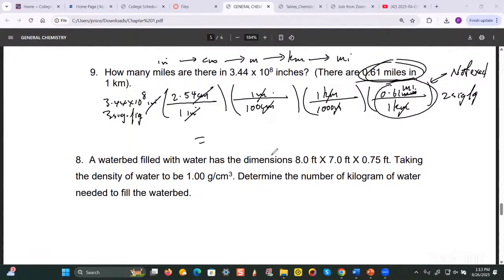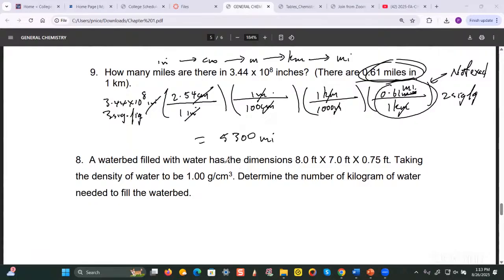3.44 times 10 to the 8 times 0.61. Okay, so I'm just going to round off to two sig figs here. That would be 5,300 miles.